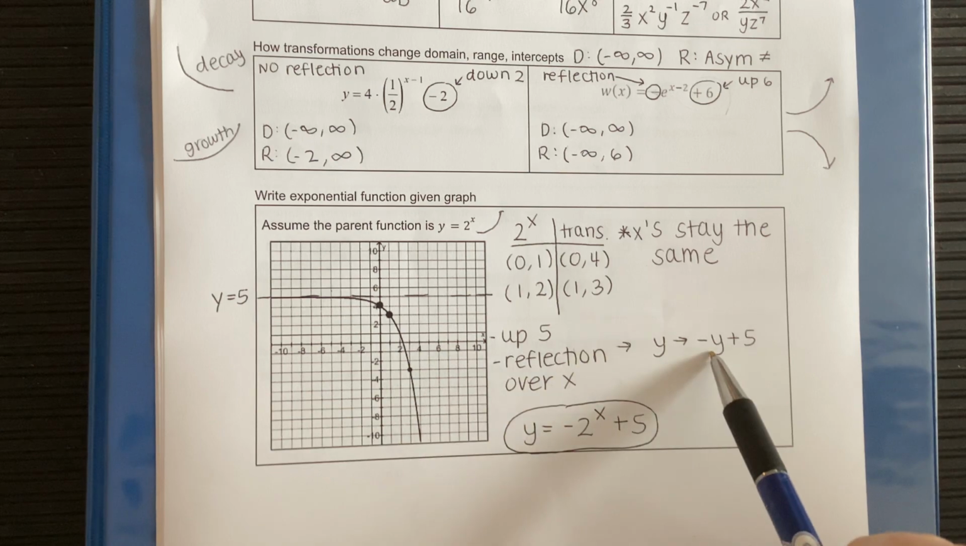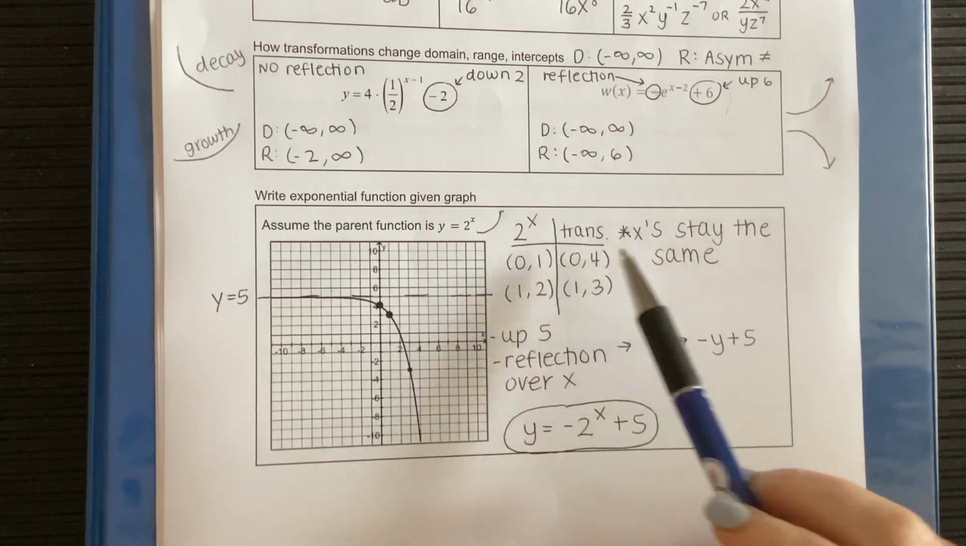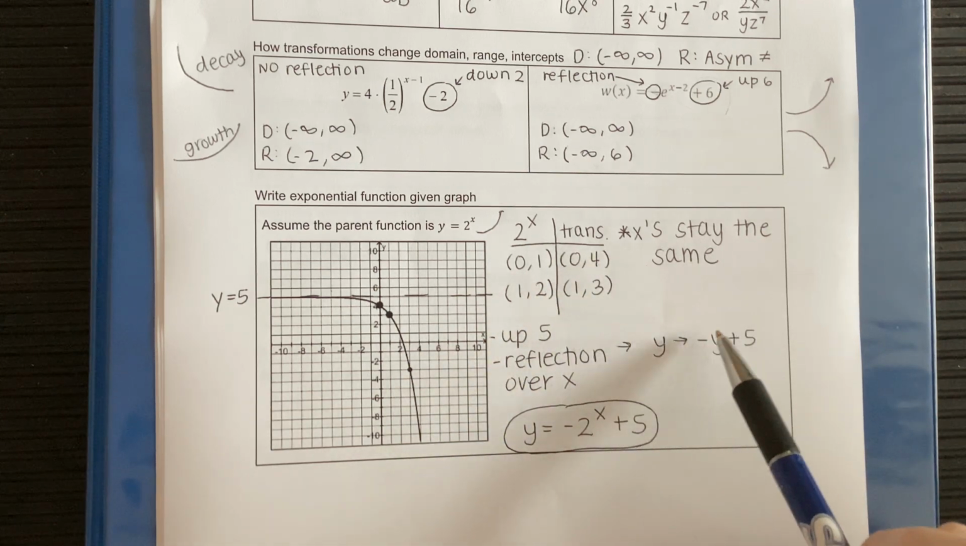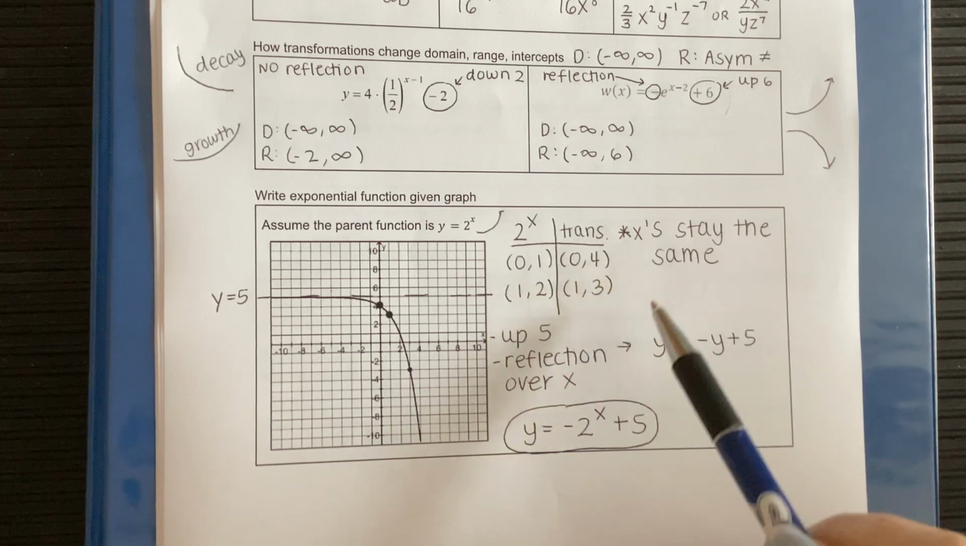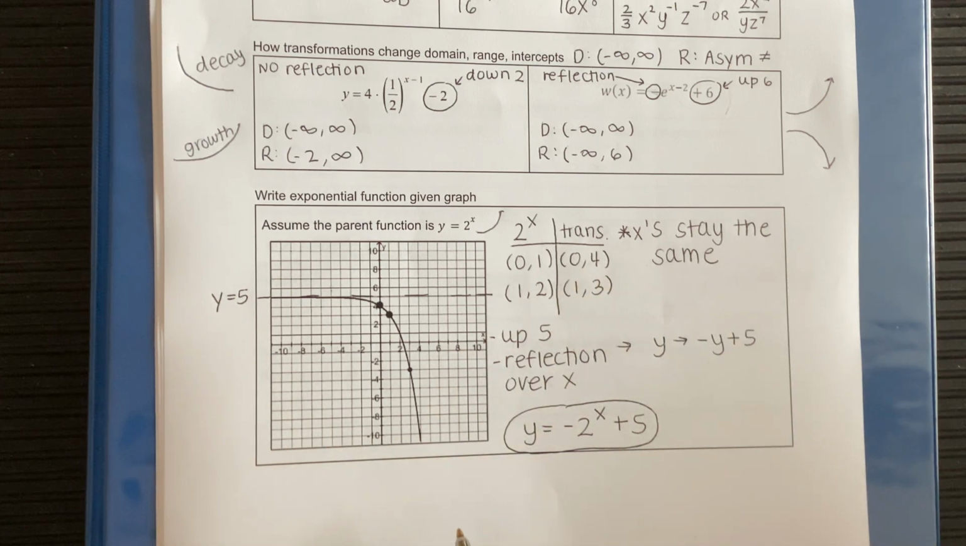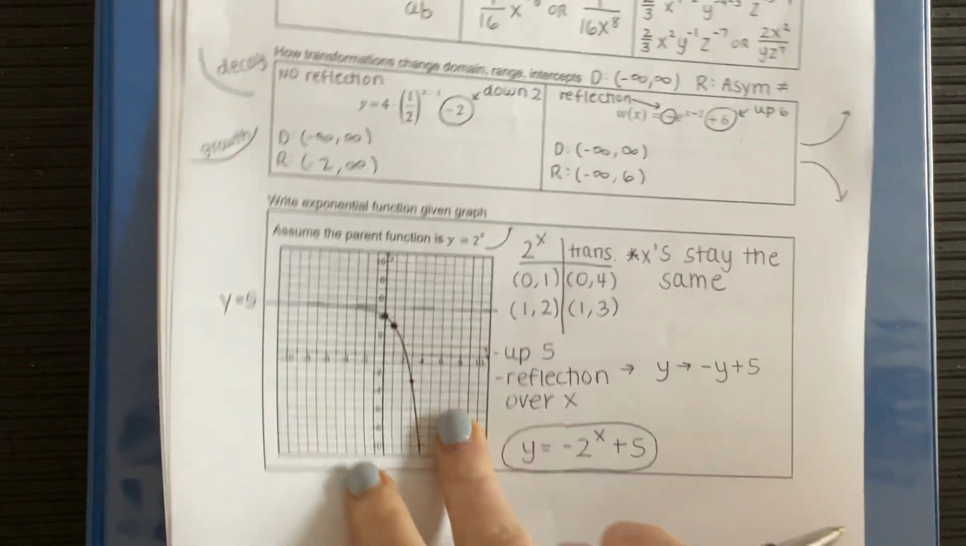So if you plug in 1 here, negative 1 plus 5 is 4. That's good. Plug in 2 here. Negative 2 plus 5 is 3. That's good. Then you can write what your equation is. So reflection's the negative in front, and then plus 5 at the end moves us up 5. So that's how you do that one.